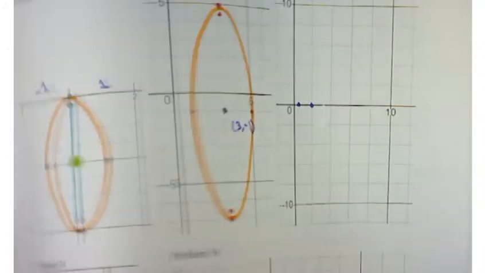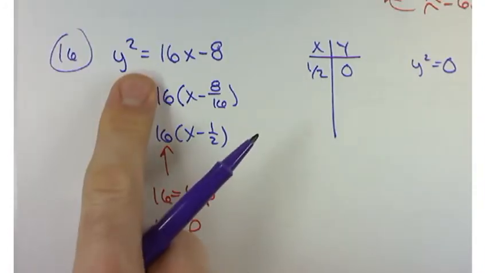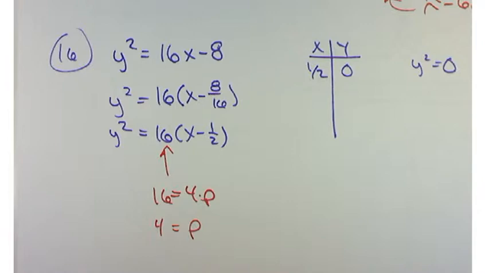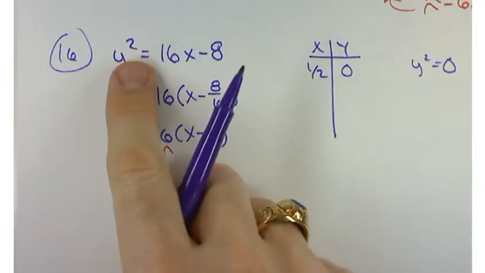Which direction is this going to open? Left, right, or up, or down? I'm going to vote to the right. Could it open up or down? Why not? Yeah, we got a y term that's squared, not an x term that's squared. So this has to open either left or right. In this particular case, it opens to the right.